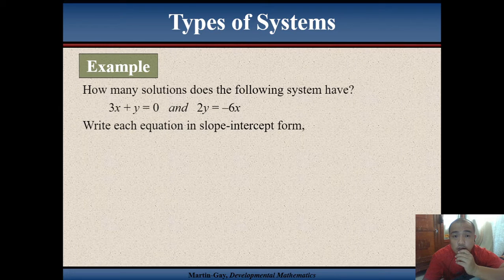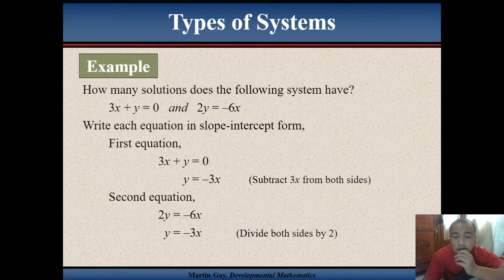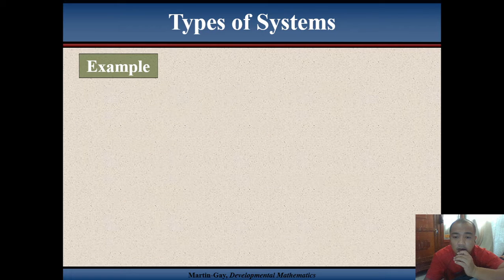Write these two equations in slope-intercept form. For the first equation, y equals negative 3x. For the second equation, divide both sides by 2, y equals negative 3x. Okay, they are both identical, so it has infinitely many solutions. They coincide with each other, so they are identical.